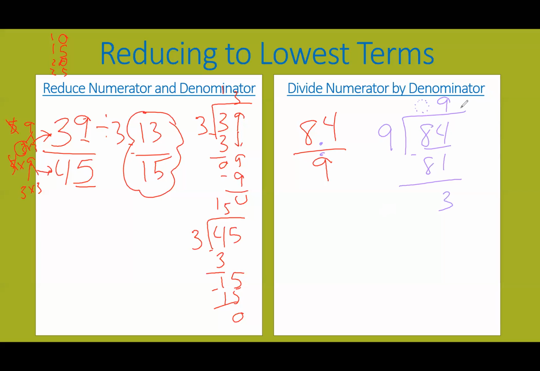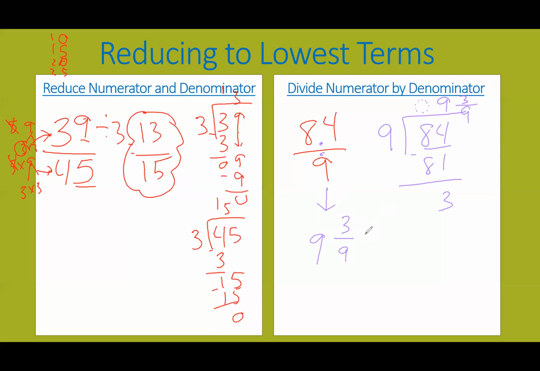And if I was in 3rd grade, or I'm sorry, if I was in 4th grade, I would say remainder 3. But I'm not in 4th grade, I'm in 5th grade. So that 3 becomes my numerator and 9 becomes my denominator. So 84 ninths is equivalent to 9 and 3 ninths.